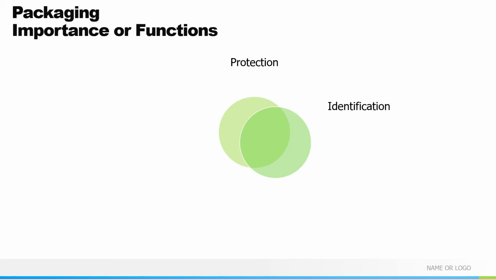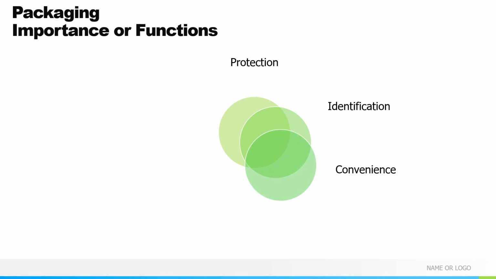Next one being identification. Packaging helps greatly in identification of the product. One can identify Coca-Cola from its unique bottle, and Taj Mahal tea can be easily identified from its packaging. So it definitely provides identification to the product.